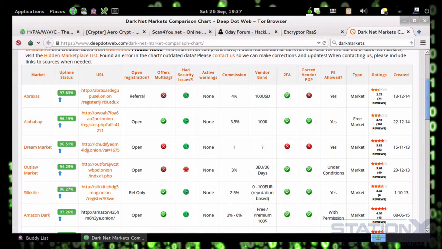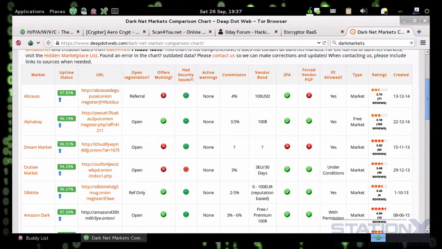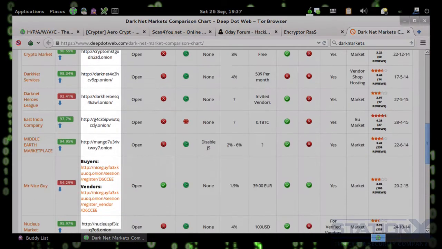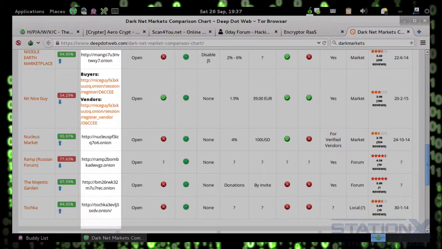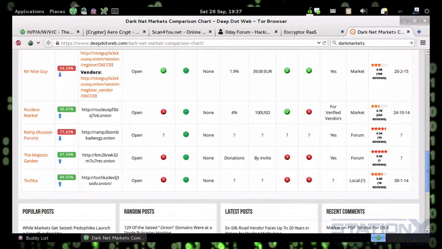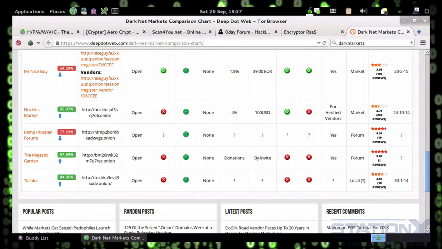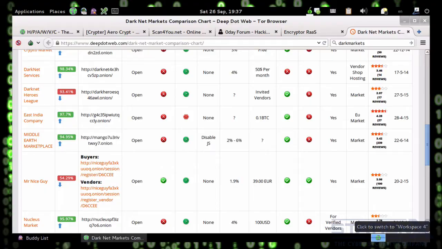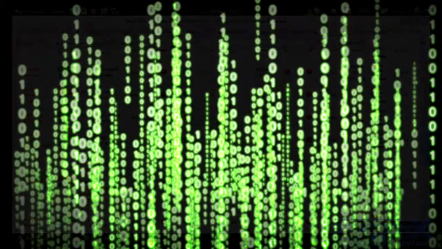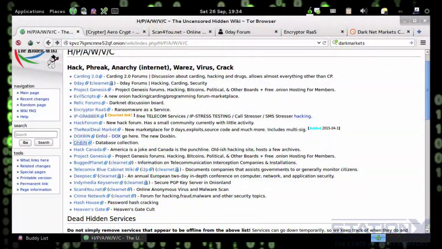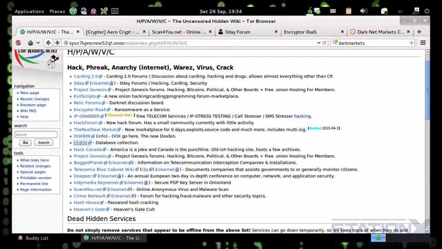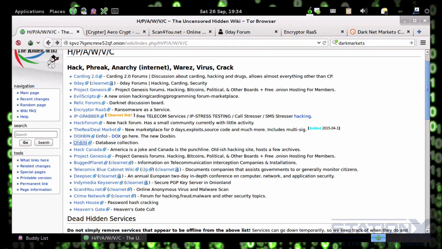Here you can see some of the popular markets at the moment: Abraxas, Alphabay, Dream Market. The URL you see ending in .onion is the address to reach that site, which is a special address you can only access via the Tor network. Using the Tor browser is the simplest way to get access to these. Let's have a look around Tor and see what we can find in terms of hacking tools and exploit kits.